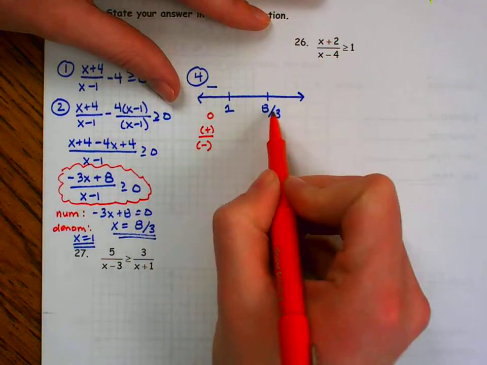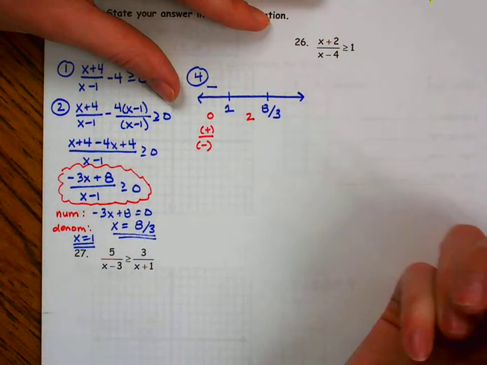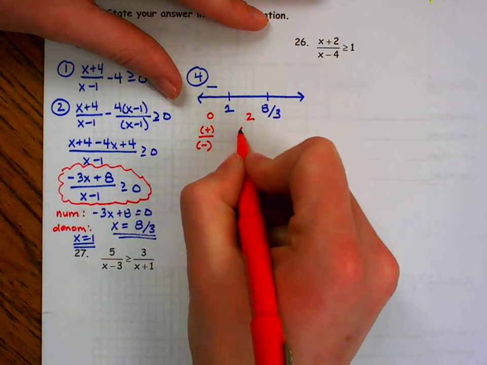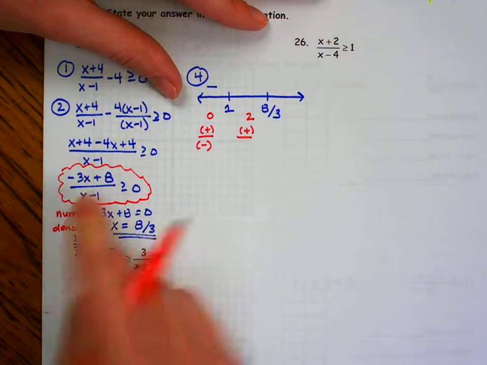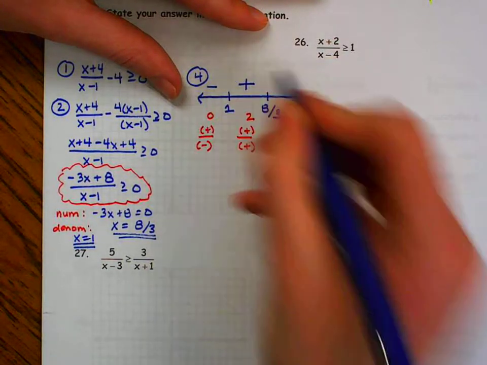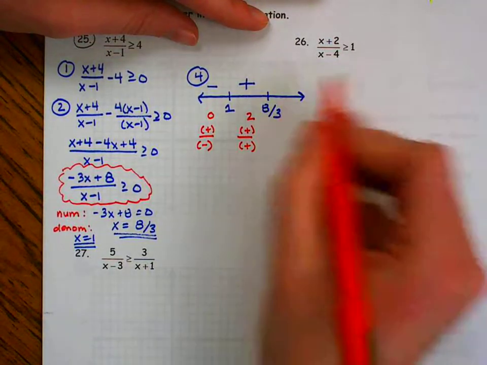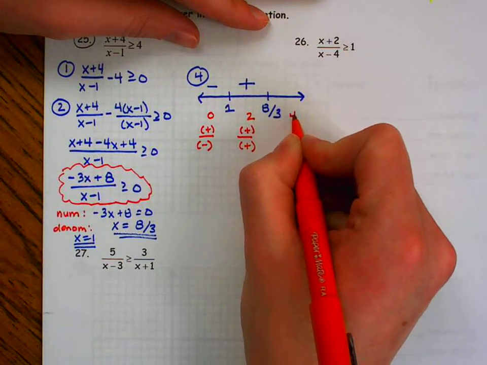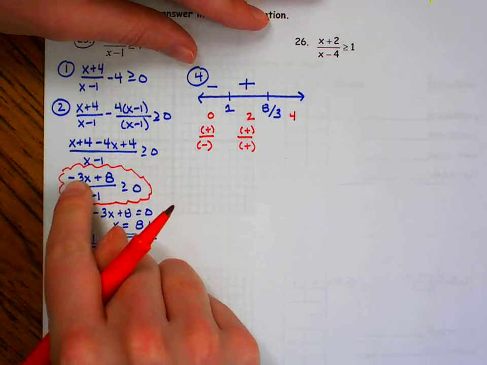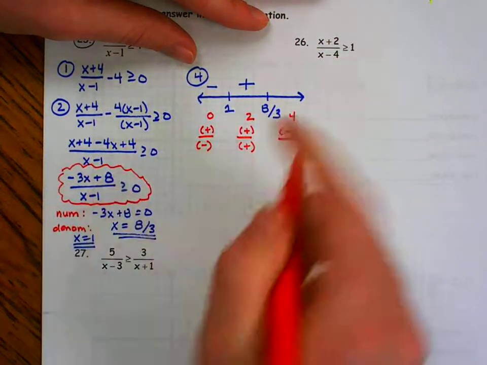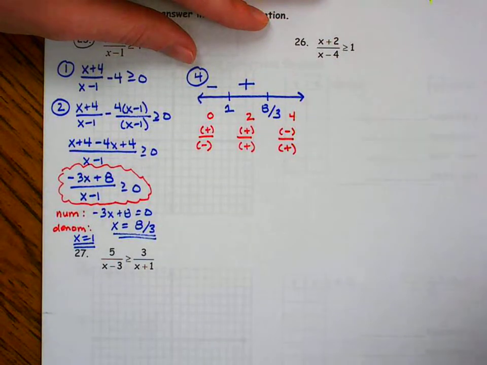Okay, 2 would be 6/3, so 2 is something safe to test on that interval. If I plug in 2, I'm going to get negative 6 plus 8, that's still positive. And if I plug in 2 down here, I'll get a positive 1, that's positive. So this entire interval is positive. I need to plug in something bigger now. 3 would work, 4 would work. We'll do 4 if you want. If I plug in 4, I'm going to get negative 12 plus 8. That's going to be negative. 4 minus 1 is positive, but a negative divided by a positive is a negative. Okay.